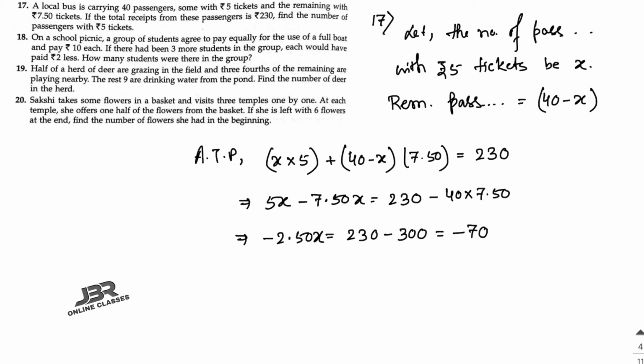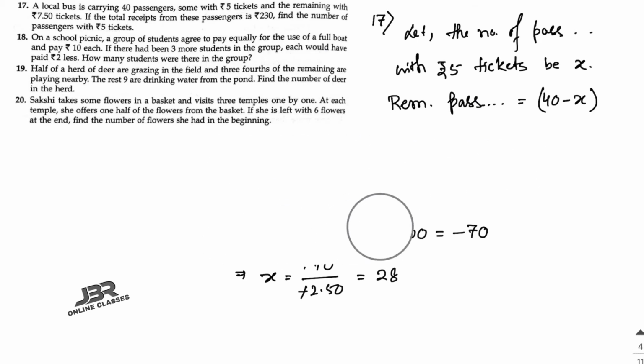So here x equal to minus 70 by minus 2.50. The minus signs cancel out, and 70 by 2.5 equals 28. So x equals 28. That means the number of passengers with rupees 5 tickets is 28 as your answer. Okay, now let's move on to the next problem, sum number 18.